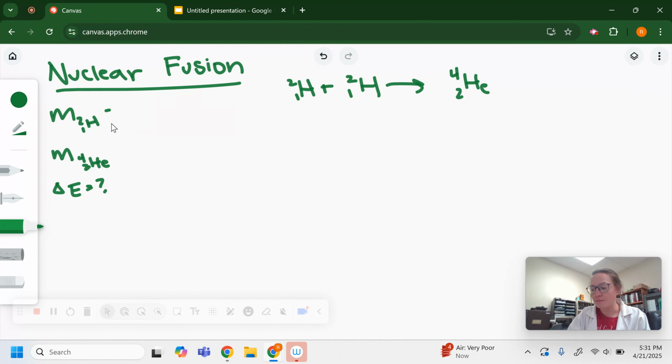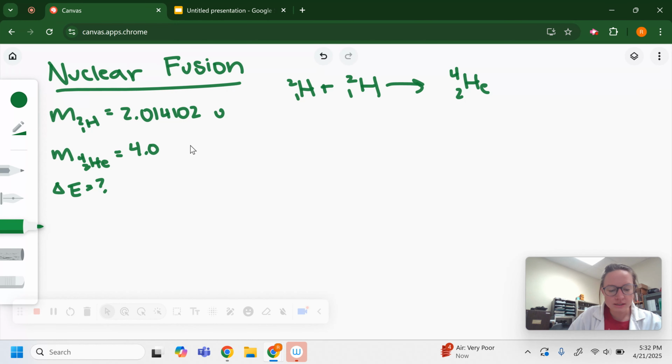Let's check it out. The mass of a deuterium, of a little hydrogen, is going to be 2.014102 atomic mass units. The mass of a helium is going to be something like 4.002602 atomic mass units. And that's pretty much everything we need.